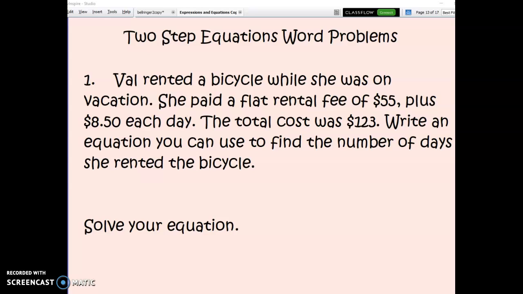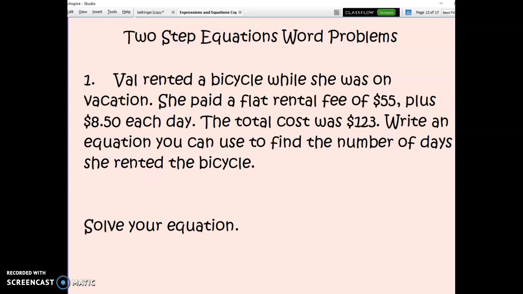Today we're going to look at some two-step equations word problems. We're going to learn how to write them, and then we're going to solve them. So, the first question: Val rented a bicycle while she was on vacation. She paid a flat rental fee of $55 plus $8.50 each day. The total cost was $123. And then it's asking us to write an equation.